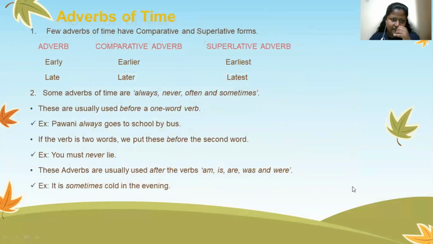Now let's look at another type of adverb, adverbs of time. Now these adverbs describe the time of the verb. So for example, you can see early. The first example directly explains the verb by saying when it happened. You can say, for example, I come to school early.